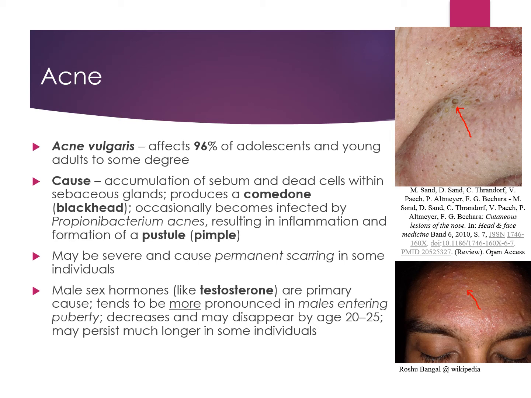Acne may be severe in some people, and it can cause permanent scarring. Male sex hormones like testosterone are the primary cause. Acne tends to be more pronounced in males entering puberty, and it decreases and may disappear by age 20 to 25, although acne may persist much longer in some individuals.